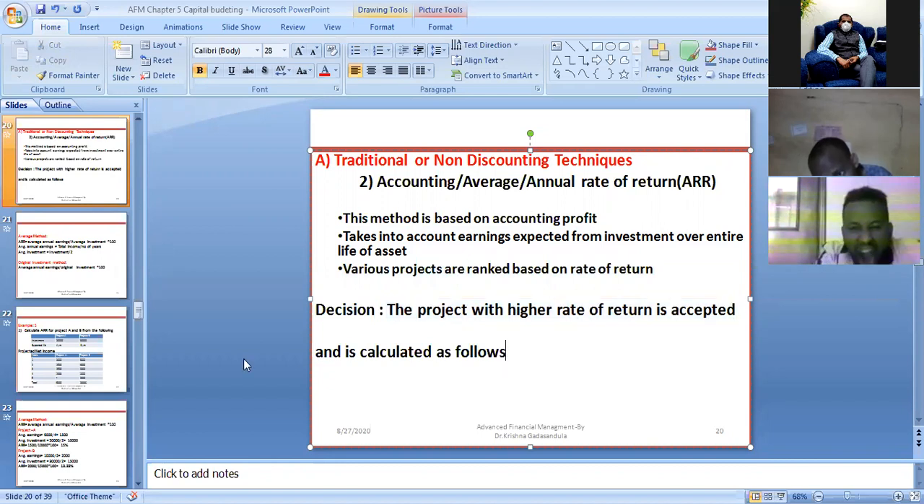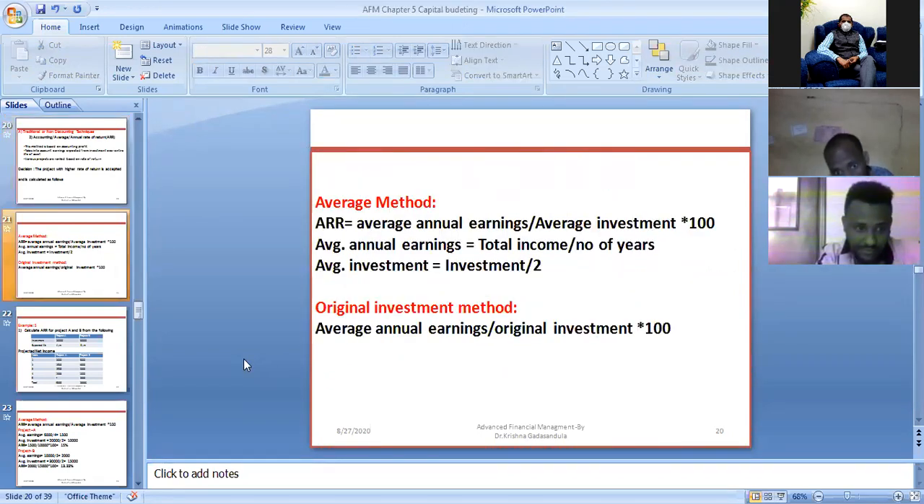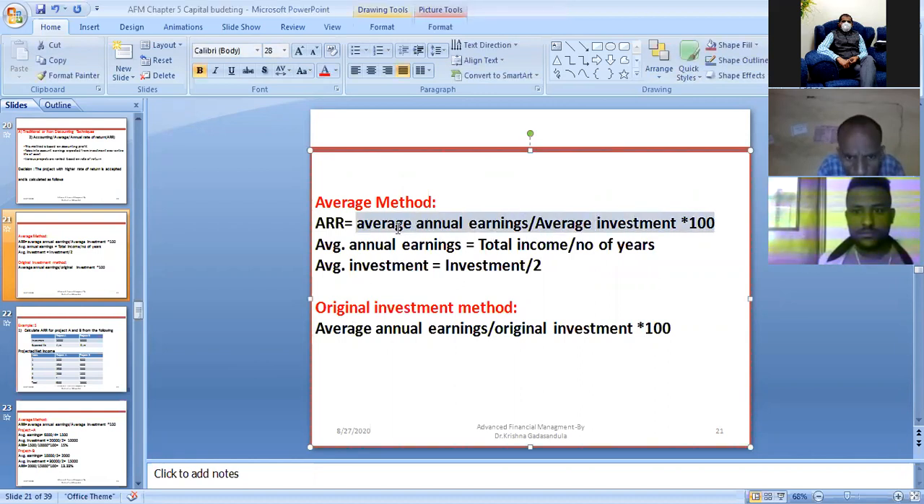It is calculated as follows. Simple formulas. You have to remember these formulas. ARR is equal to average annual earnings by average investment, times 100. This is the formula to calculate ARR.